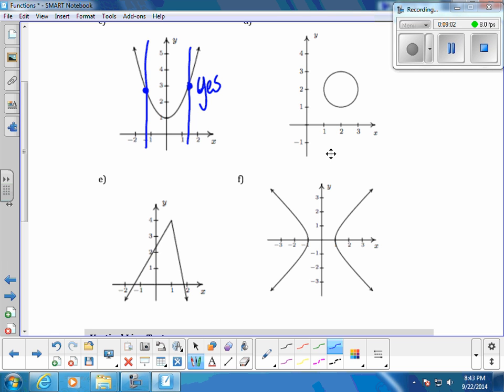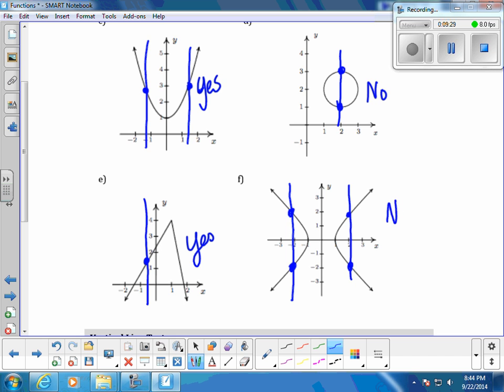Okay, let's look at the next one. If I draw a vertical line here, it touches it at 2 points. So I'm going to say, no, this is not a function. Okay, let's look at this one. Vertical line, it's only going to touch it in one place. So yes, this is a function. And F, it doesn't matter if it fails at 1 point, this is not a function. Anywhere that I put this over here, this is not a function.